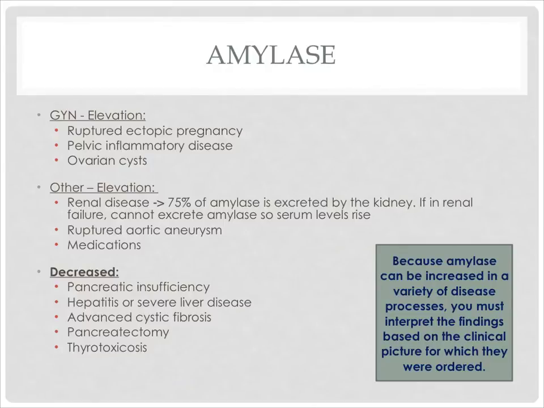You'll see decreased amylase in things like pancreatic insufficiency, hepatitis, advanced cystic fibrosis, folks who have had their pancreas removed, or folks with thyrotoxicosis. Now, as I mentioned on the previous slide, an elevated amylase can be related to a bunch of different conditions, as you see here. But remember, it's nonspecific, so you're going to have to search deeper when you see an elevated amylase to try and figure out the etiology of it.